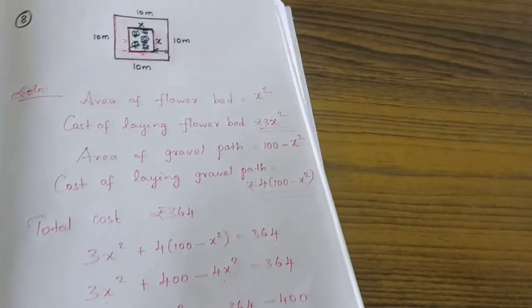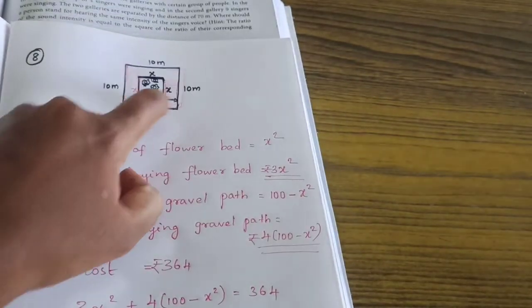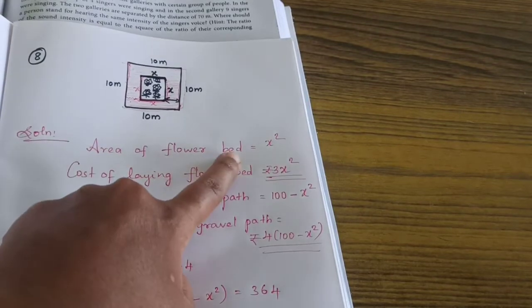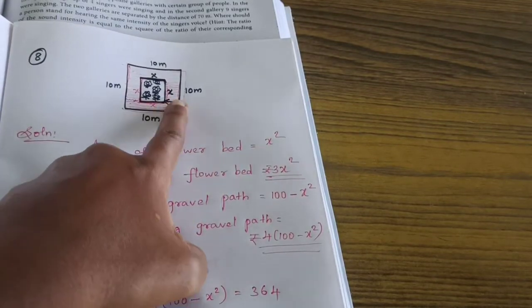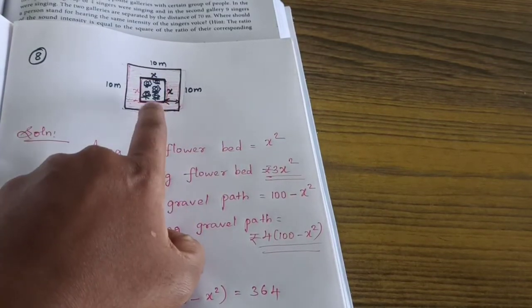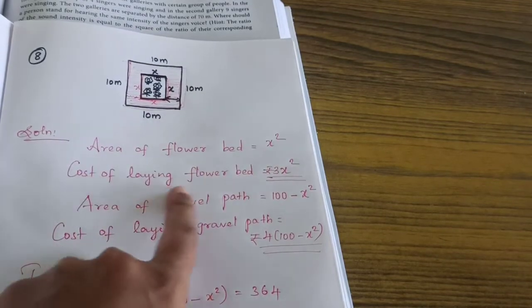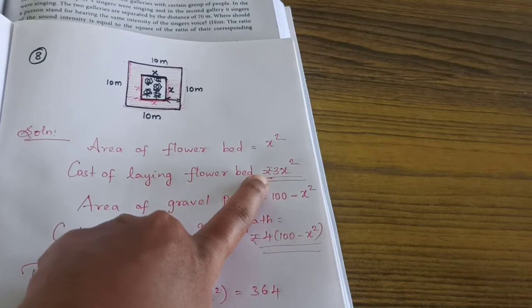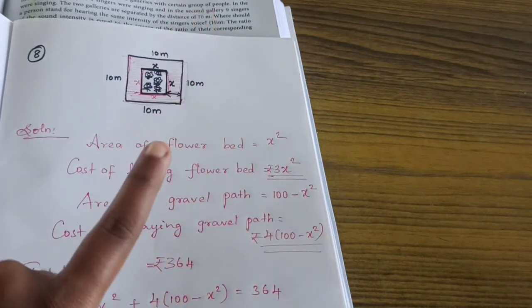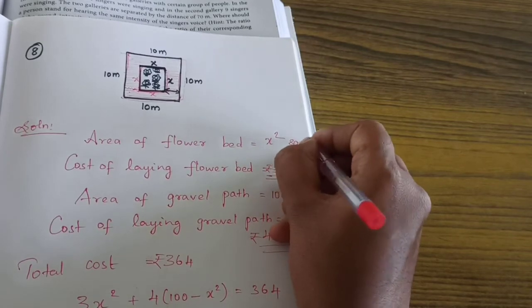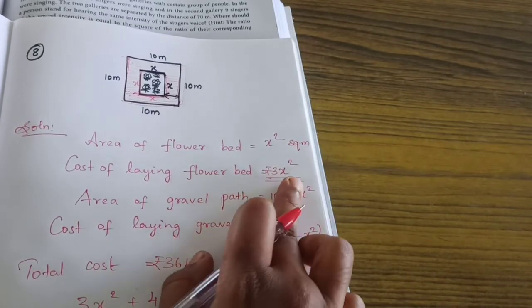So just listen to the question. Very simple question. There is a square field, each side 10 meter, and here the area of the flower bed we don't know, so we can mark it as x. So what is the area? Side is x means area is x square. So what is the cost of laying the flower bed? They already gave 3 rupees per square meter. Here x square meter. So we can multiply 3 into x square.